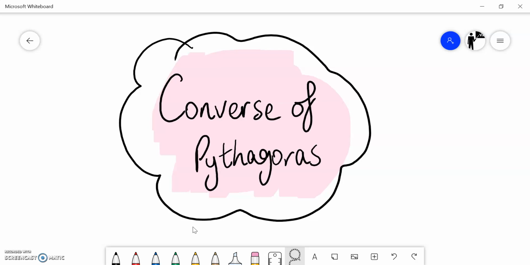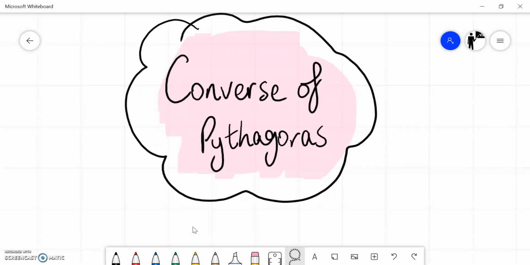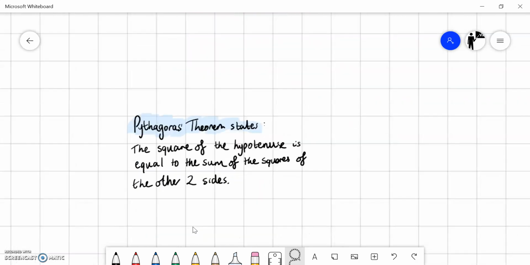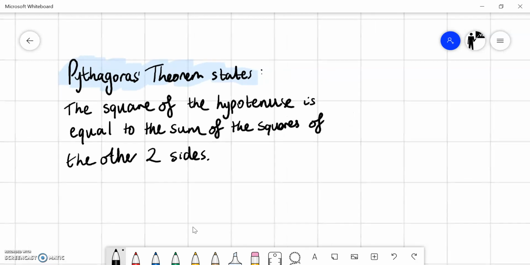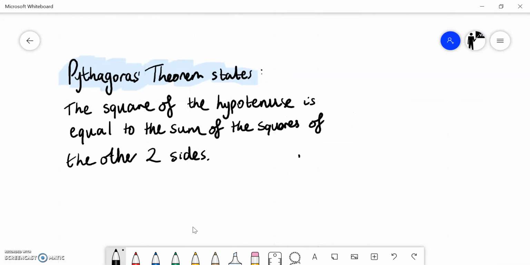If we consider the converse of Pythagoras, Pythagoras' theorem states the square of the hypotenuse is equal to the sum of the squares of the other two sides. Essentially, c squared is equal to a squared plus b squared. The square of the hypotenuse is equal to the sum of the squares of the other two sides.